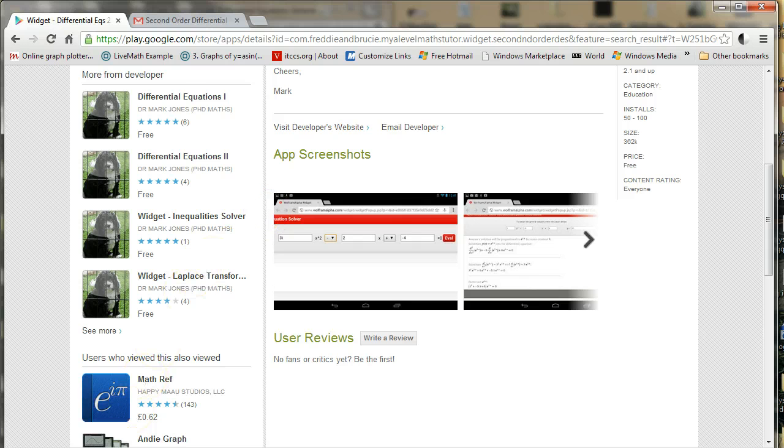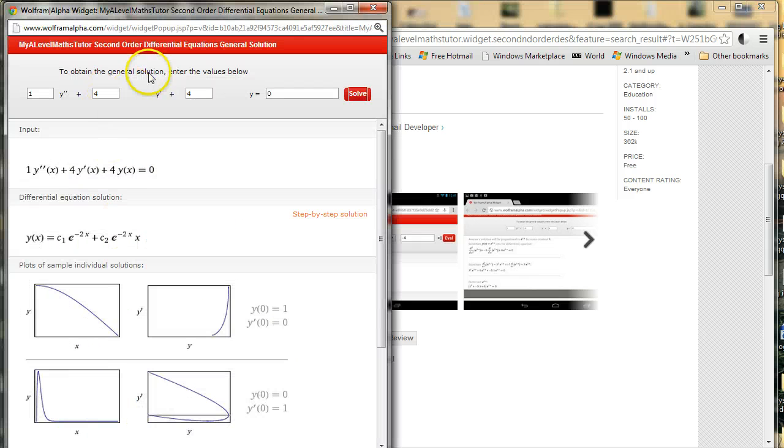So if we go to the actual Wolfram Alpha page, where the widget on my developer page comes up on a web browser here, I've entered it at the left hand side. We've got y double dashed plus 4y dashed plus 4y equals 0. Now we're going to change the right hand side to x cubed times e to the power 3x, wasn't it? Put it in a bracket just in case and click on solve.